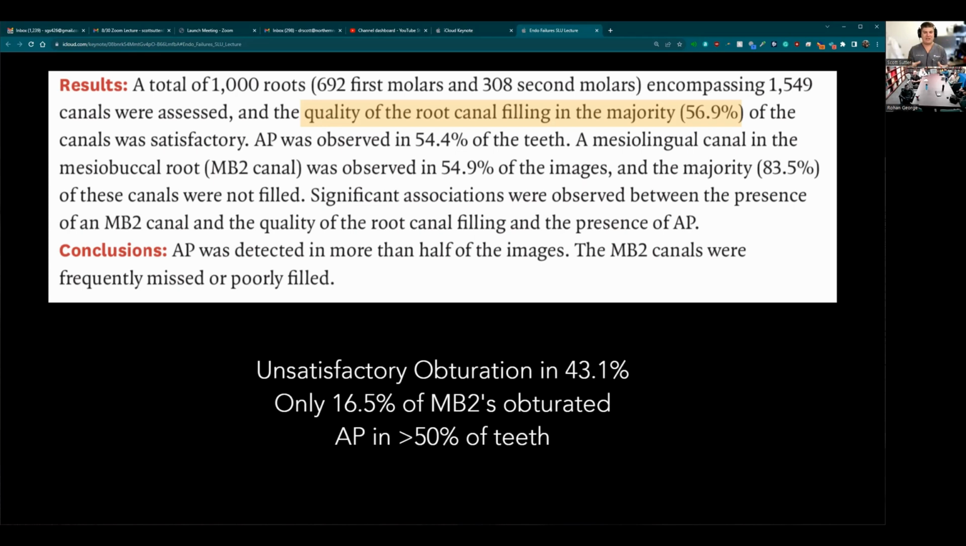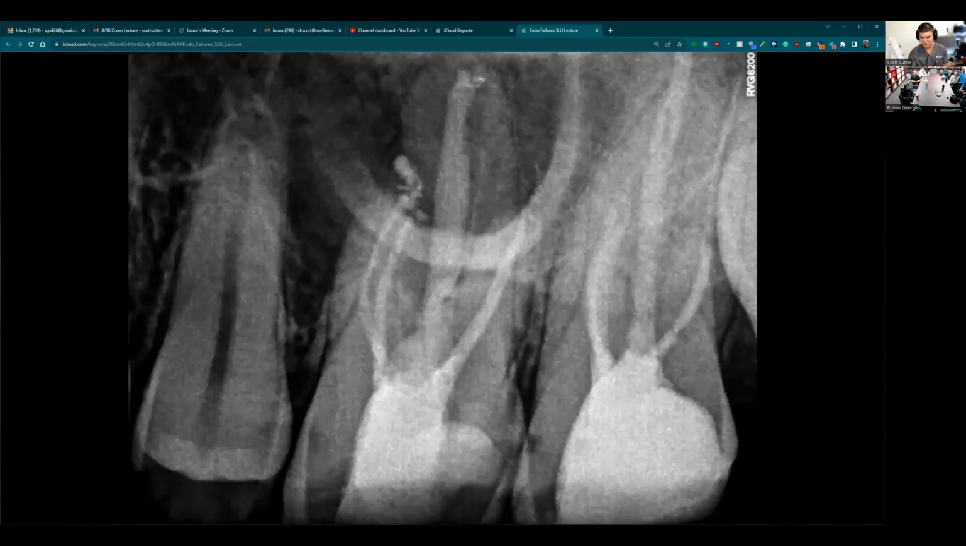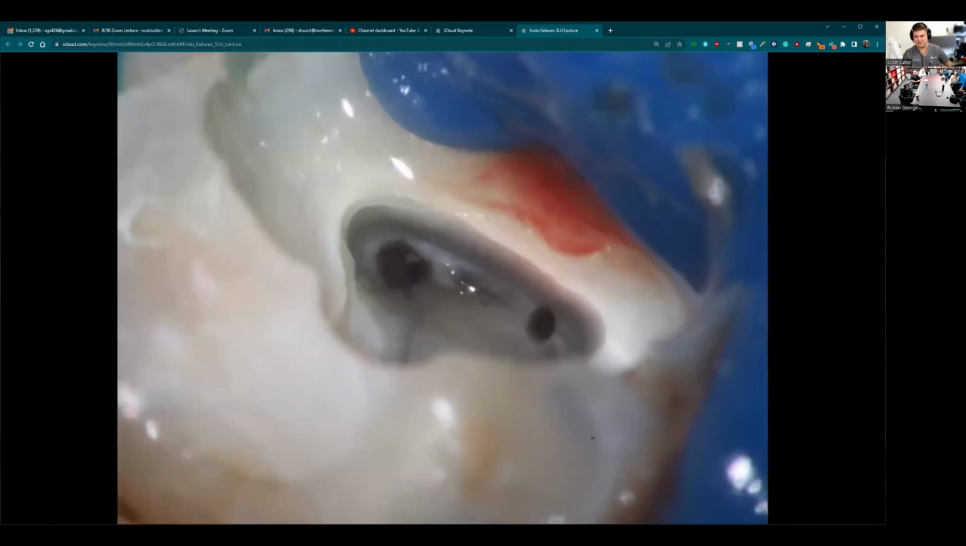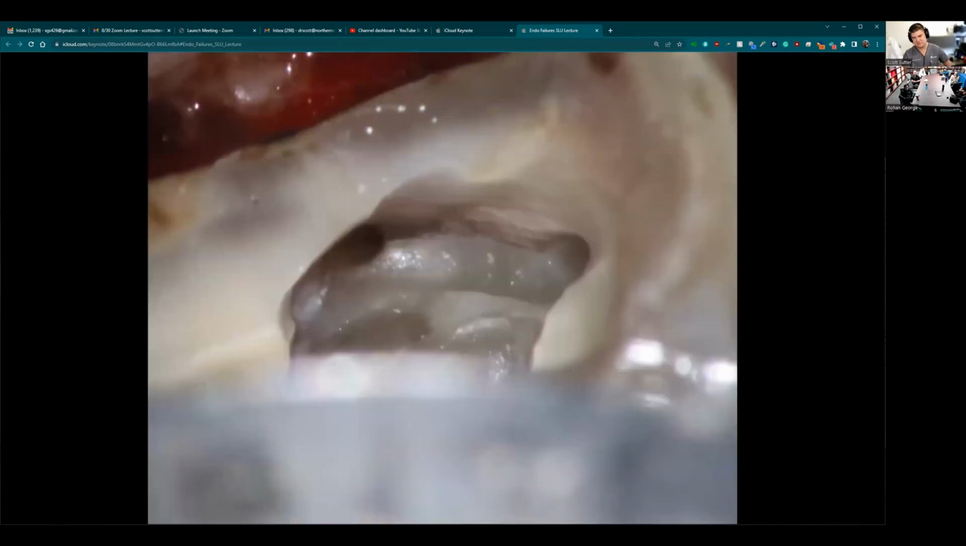Just find the MB2s. So I did an informal study and said, okay, I'm going to take every first molar that I did this month, and we're going to see how many of them have MB2s. So let's go through them. You want it to look like this, where you have MBs. So there's an MB2, there's an MB2, there's an MB2, there's an MB2, there's an MB2, MB2.